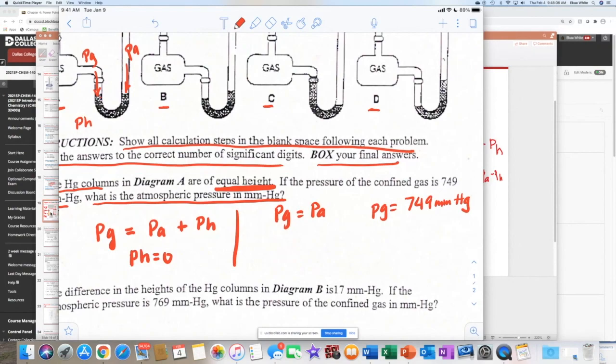So what do you think Pa, the atmospheric pressure, is in millimeters of mercury? What do you think it is? Is it the same because they're equal? Mm-hmm. Yeah, it's the same because they're equal. So Pg is equal to 749 millimeters of mercury. Yeah, because they're equal. Exactly.